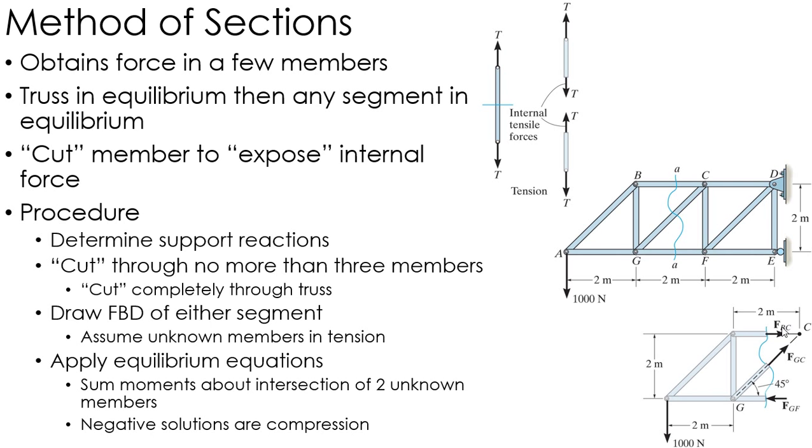So I have the sum of the forces in the x, sum of the forces in the y. And in general, it's best to sum the moments about the intersection of two unknown members. So I would actually sum the moments about point C in a problem like this because both FGC and FBC go through that. I also could go about point G because FGF and FGC go through that point. You'll want to choose one of those two points to sum your moment about to figure out those internal forces. And of course, if you get a negative answer, assuming everything you've assumed is in tension, then you're actually in compression.